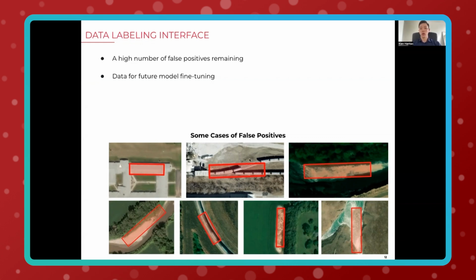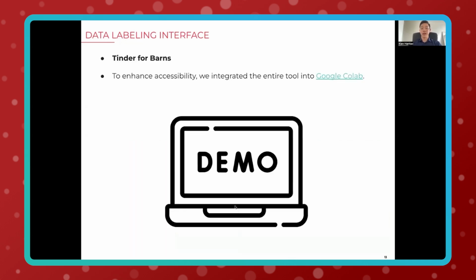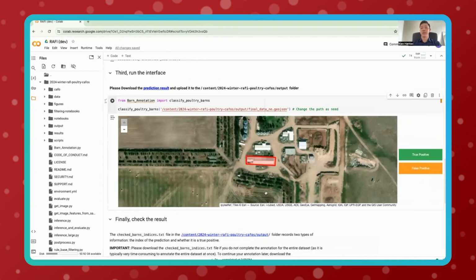To address this issue, we propose developing a data labeling interface. While introducing human effort to clean up the false positives may seem time-consuming, it will provide valuable data for future model fine-tuning, significantly improving the model performance. We have developed a data annotation tool, aka Tinder for barn. It allows users to manually verify if the selected image contains a barn. Additionally, at the request of the RAFI team, who have less technical background, we integrated our tool into Google Colab to enhance accessibility. Next, we will demonstrate our tool to provide more detail.